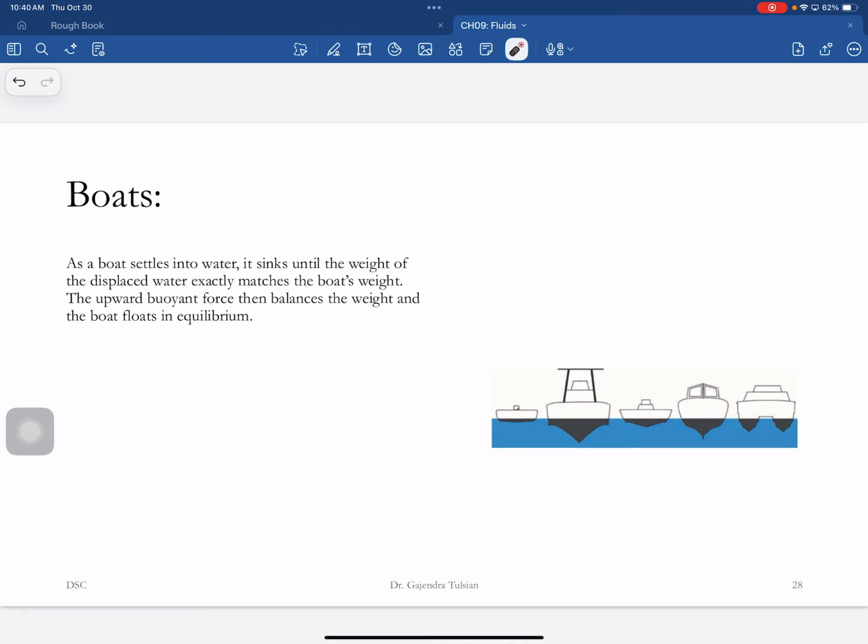So how does a boat float? Here's the weight of the boat. And if you want it not to sink, you want an equal and opposite buoyant force. So you put a boat in water, it sinks to the level such that the weight of this water is equal to the weight of the boat.